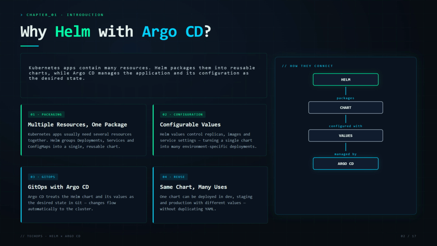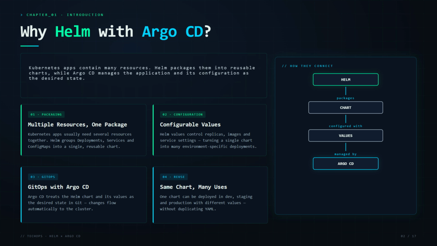So why do we want to use Helm with Argo CD? A Kubernetes application can have many resources such as deployments, services, and config maps. Managing all these YAML files separately can become difficult. Helm helps by packaging these resources into a reusable chart. Helm also gives us values that we can use to change things like image, number of replicas, or service settings without changing the chart itself.